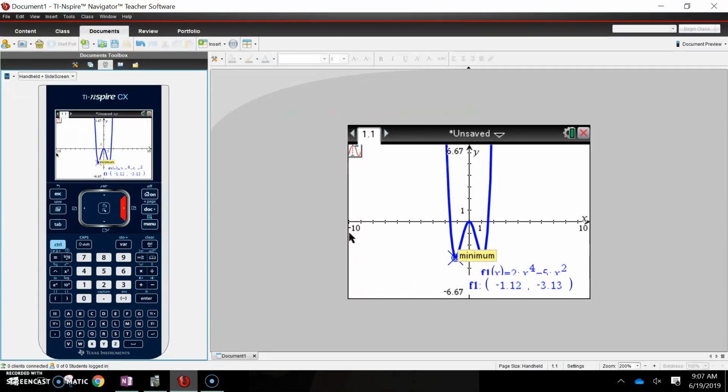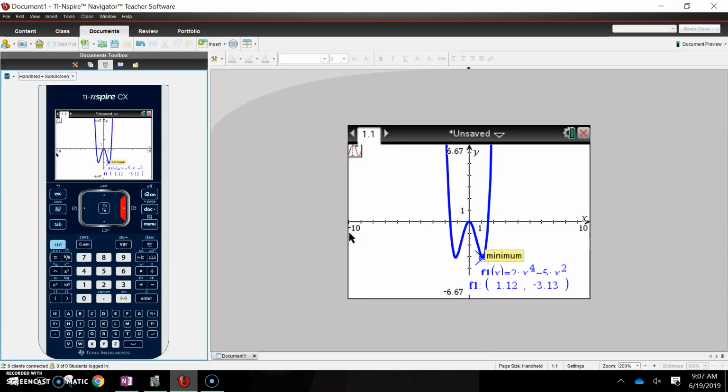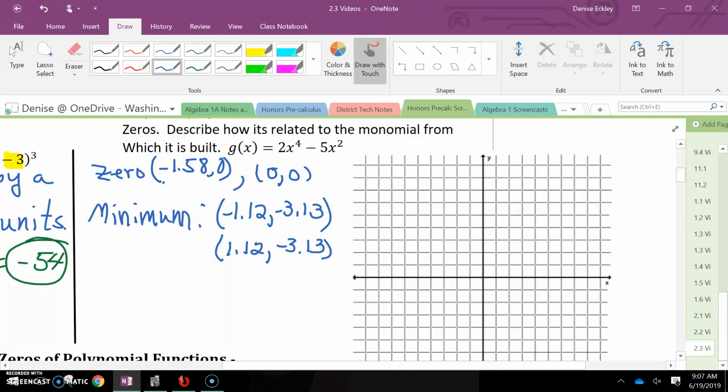And then continuing on our graph, we know we have another 0 at 0, 0. We already did that one. I'll keep going. I can write that one down in a second. We have another minimum at 1.12, negative 3.13. And this makes sense since the graph is symmetrical. And let's write down our 0, 0. And we have one more 0, which is at 1.58. And again, we could have got that from the fact that we have a symmetrical graph.